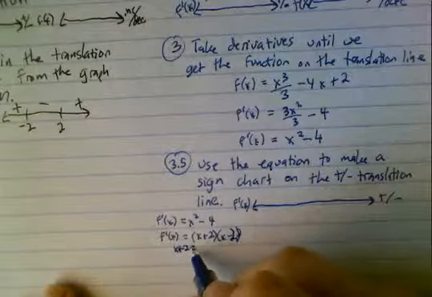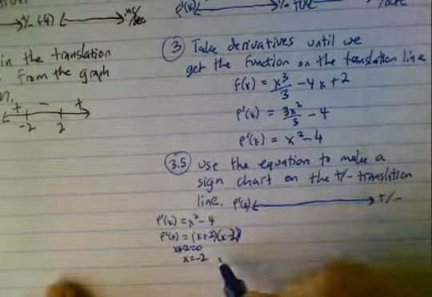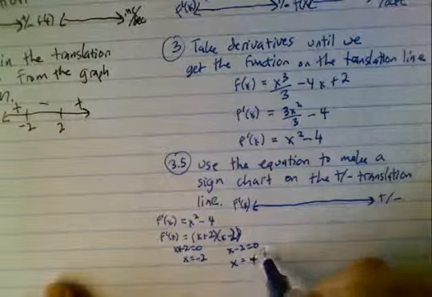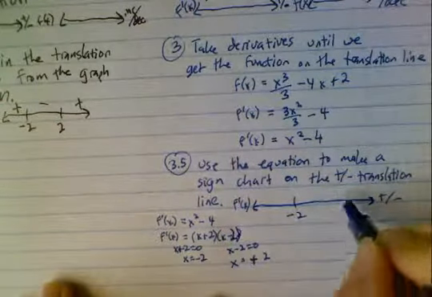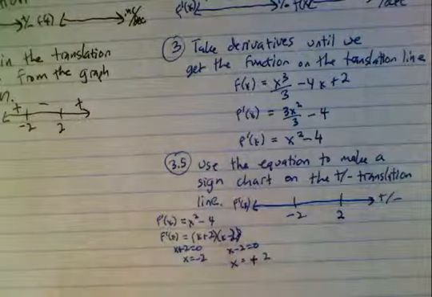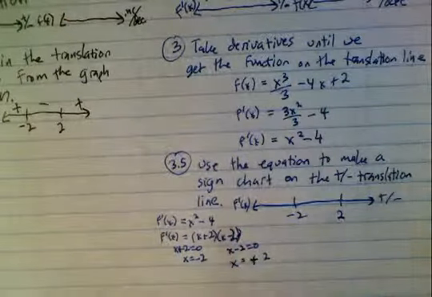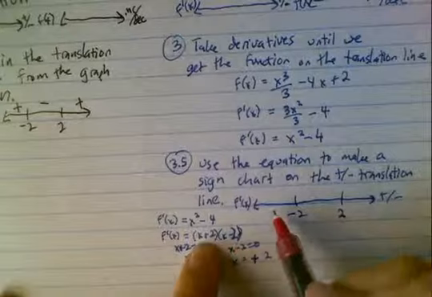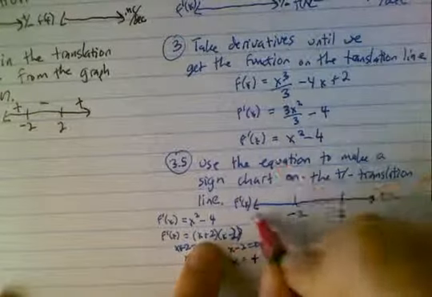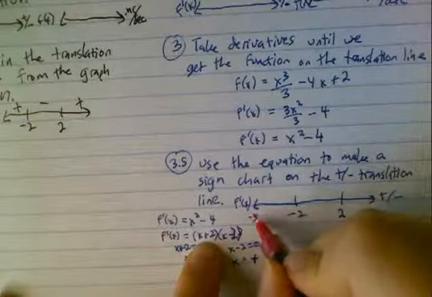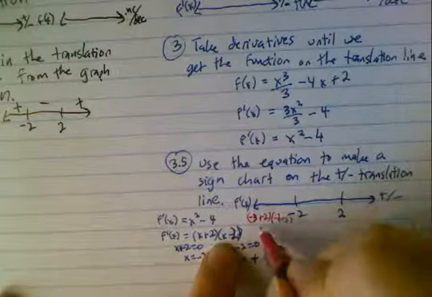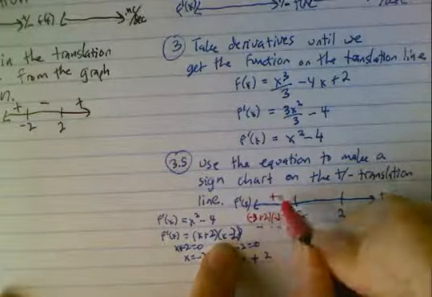x plus 2 equals 0, x equals -2. x minus 2 equals 0, x equals positive 2. And if we put in a number less than -2, so -3, then we get -3 plus 2, -3 minus 2. That's a negative, so it's a positive overall.